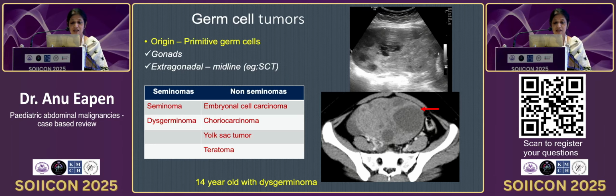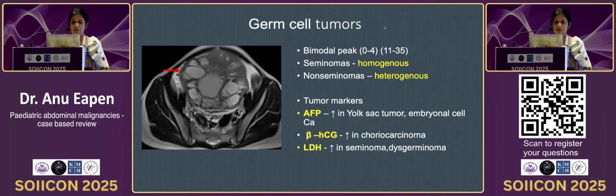So they're broadly divided into seminomas and non-seminomas, and the female version of seminoma is the dysgerminoma. The non-seminomas are the embryonal cell carcinoma, choriocarcinoma, yolk sac tumor, and teratoma. Now, germ cell tumors again have a bimodal peak. On imaging, seminomas are homogeneous, non-seminomas are heterogeneous. And tumor markers: alpha-fetoprotein will be elevated in yolk sac tumor and embryonal cell carcinoma, beta-HCG in choriocarcinoma, and LDH in seminomas and dysgerminomas.